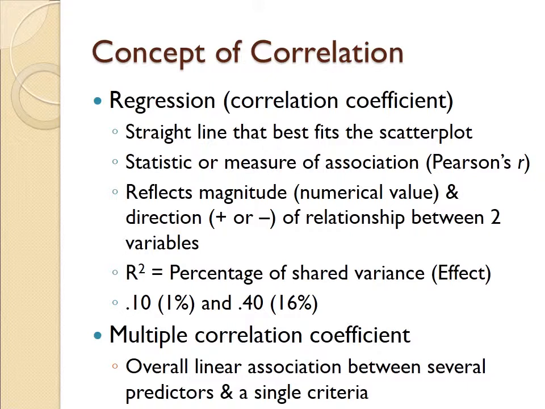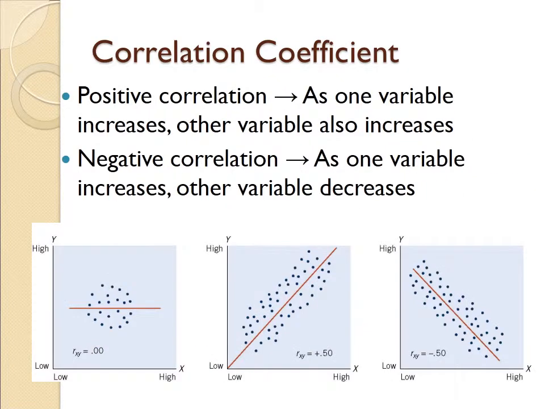We can also look at multiple correlations, and we can look at multiple predictors' relationships with outcomes. But overall, what we're always looking for is the linear association between our predictors, even if it's several predictors, and some form of outcome. So here are just some examples of correlations. A positive correlation is shown in the middle. As one variable increases, so does the other. A negative correlation is shown to the far right. As one variable increases, the other one decreases.